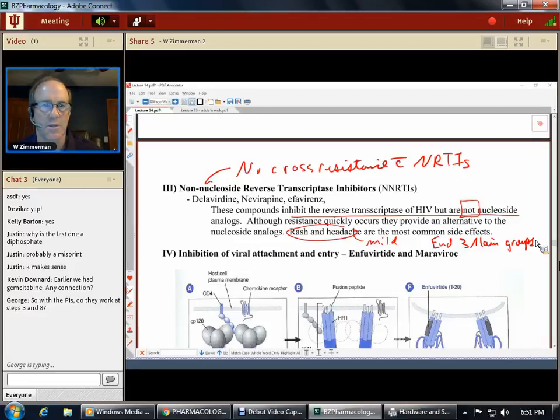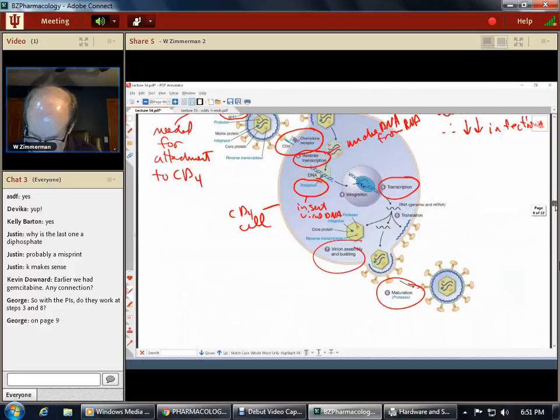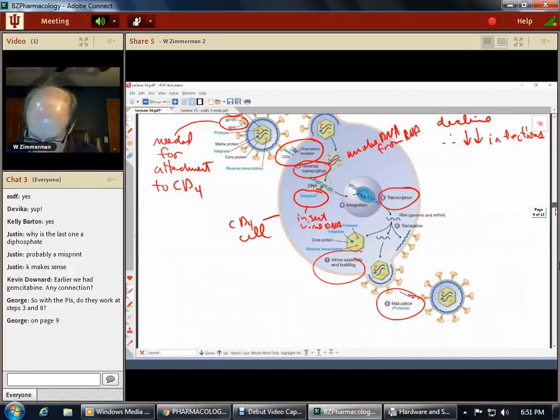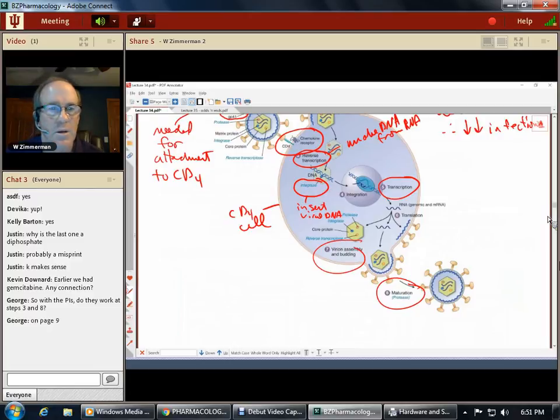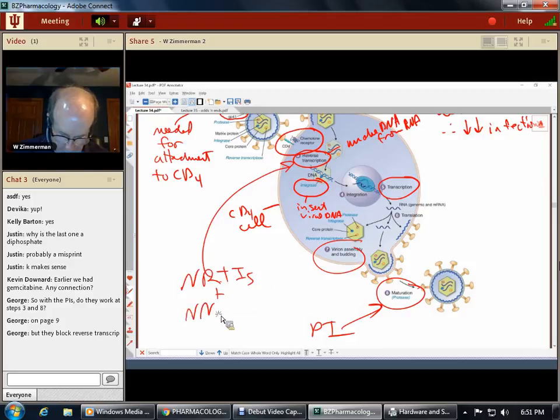Do they work at steps 3 and 8? What do you think? Oh, well, let's go back and look at the protease inhibitors. Now this is where a protease inhibitor is going to work. It's going to be on 8. Why are you thinking step 3? Step 3 on there is the reverse transcriptase. So this would be the NRTIs and the NNRTIs.